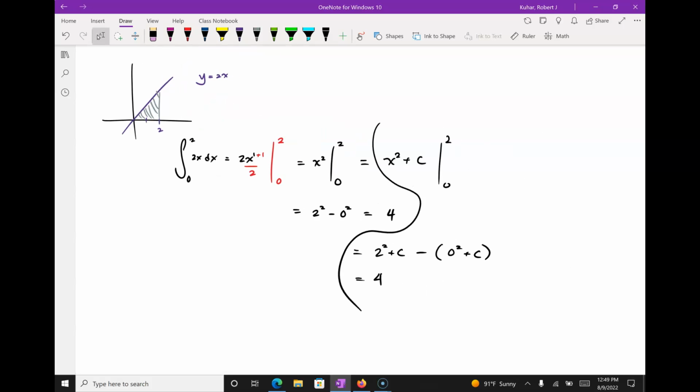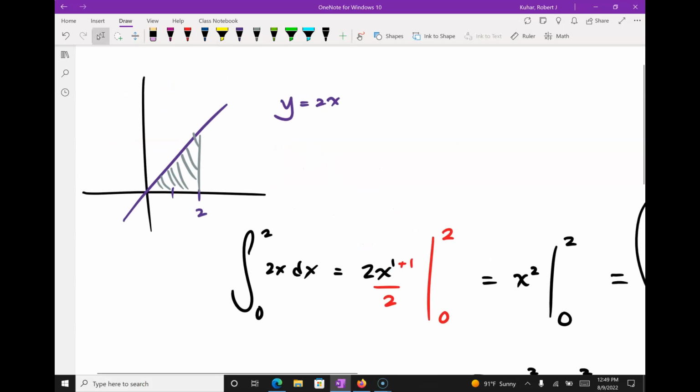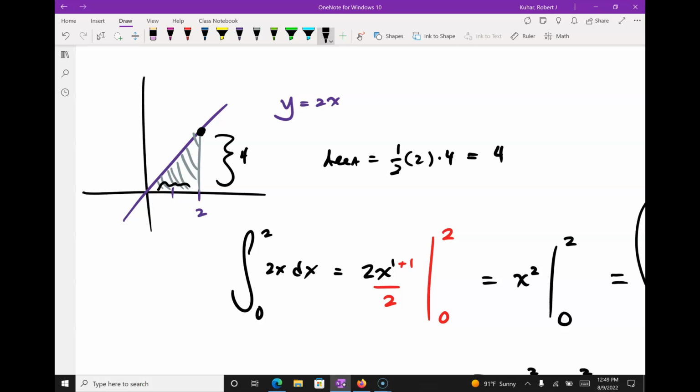Now, I want to just calculate this area. This is a triangle, right? What's the height? It's 4, right? 2x evaluated at 2 is 4, and the base is 2. So the area of the triangle is 1/2 of the base times the height, so 4.